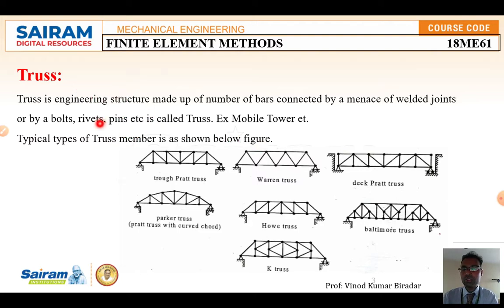So what do you mean by truss? A truss is an engineering structure made up of a number of bars connected by means of welded joints or by bolts, rivets, pins, etc. It is called a truss element. An example is a mobile tower. These are the different types of truss element. Look at these small bars. This is a different type of truss element.